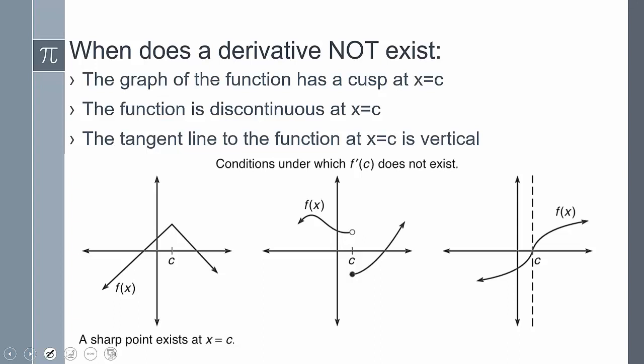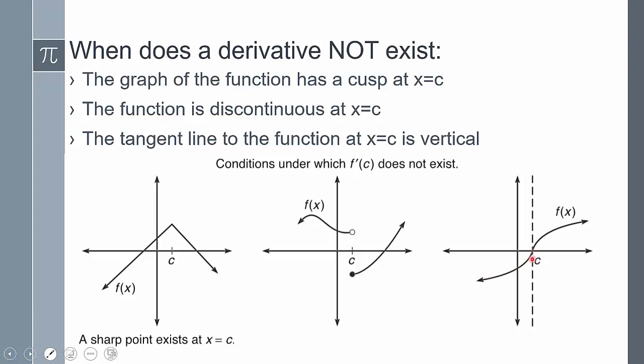Now, when does a derivative not exist? Now, the graph of the function has a cusp at x equals c. And so that's going to be this picture right here. Notice it has this sharp turn, or we call that a cusp. The function is discontinuous. So you see how at this value c, there's like this jump. And then the tangent line at x equals c is vertical.